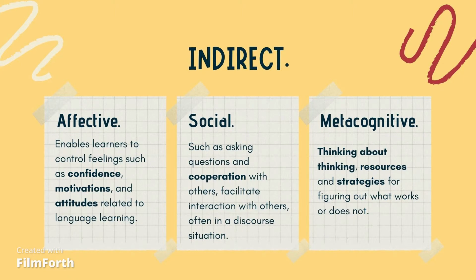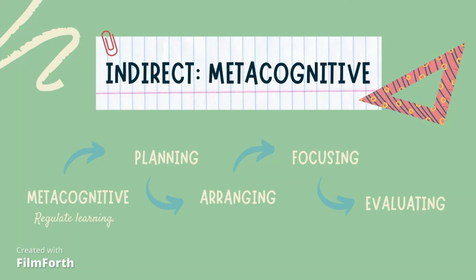The effective strategies enable learners to control feelings such as confidence, motivations, and attitudes related to language learning. The social strategies, such as asking questions and cooperation with others, facilitate interaction with others, often in a discourse situation. The metacognitive strategies help learners to regulate their learning through planning, arranging, focusing, and evaluating their own learning process.